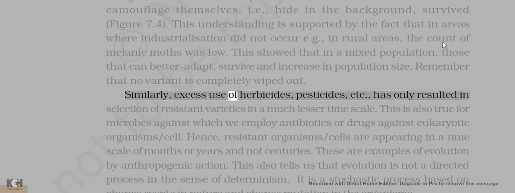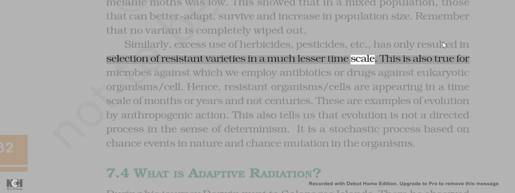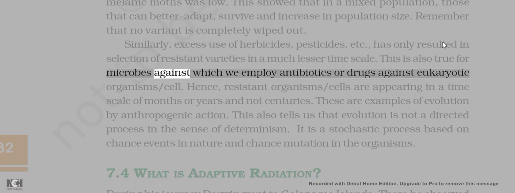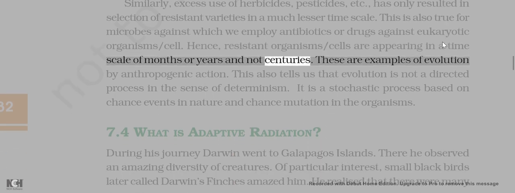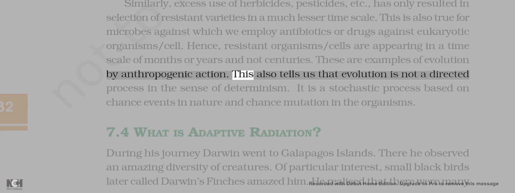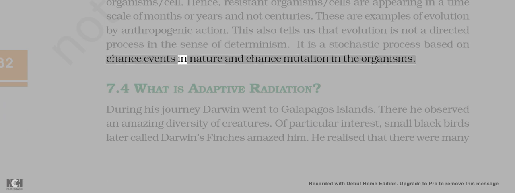Similarly, excess use of herbicides, pesticides, etc., has only resulted in selection of resistant varieties in a much lesser time scale. This is also true for microbes against which we employ antibiotics or drugs against eukaryotic organism/cell. Hence, resistant organism/cells are appearing in a time scale of months or years and not centuries. These are examples of evolution by anthropogenic action. This also tells us that evolution is not a directed process in the sense of determinism. It is a stochastic process based on chance events in nature and chance mutation in the organisms.